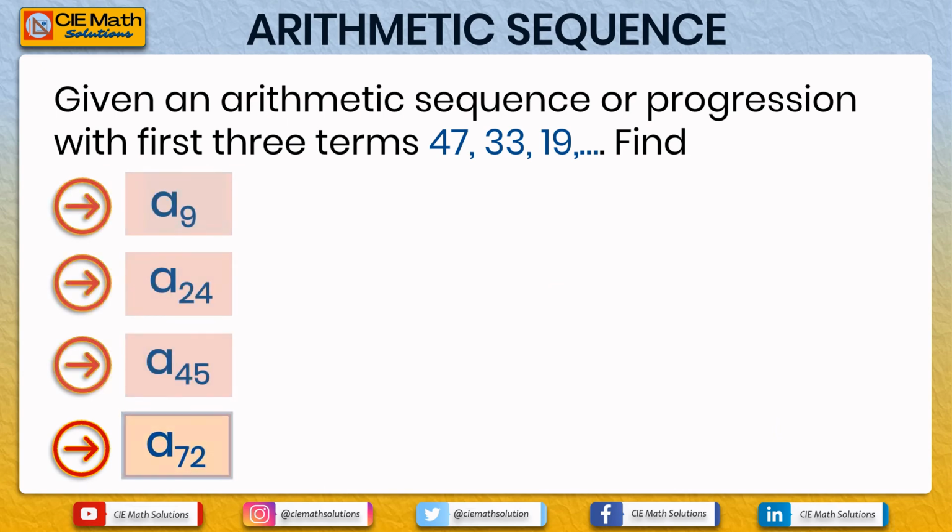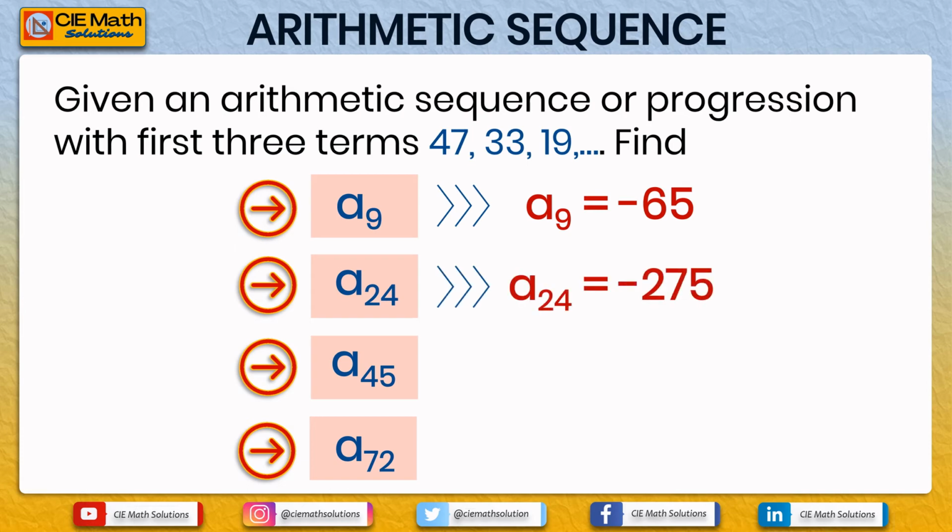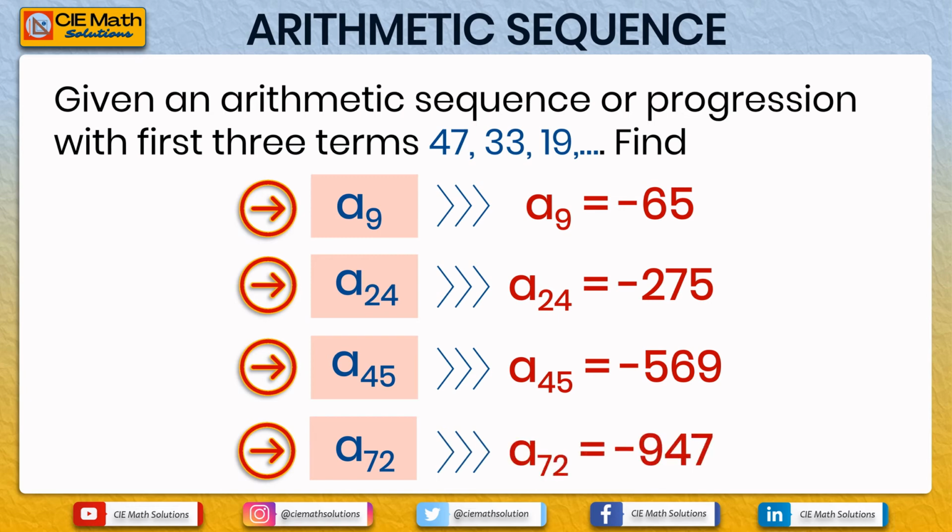Summarizing the answers of these items, we will then have A9, which is equal to negative 65. A24 is equal to negative 275. A45 is equal to negative 569. And A72 is equal to negative 947. If you got all the answers correct, then congratulations! You now know how to find the specific terms of a given arithmetic sequence or progression using its first three terms.